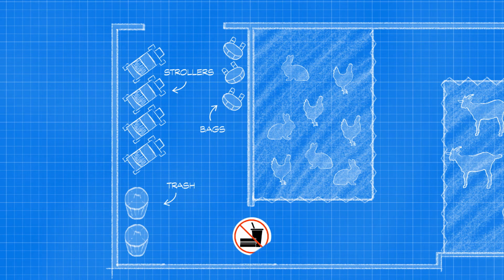The entrance transition area can also serve as a holding area for strollers and other items that should not be allowed in the animal areas, such as food or beverages.